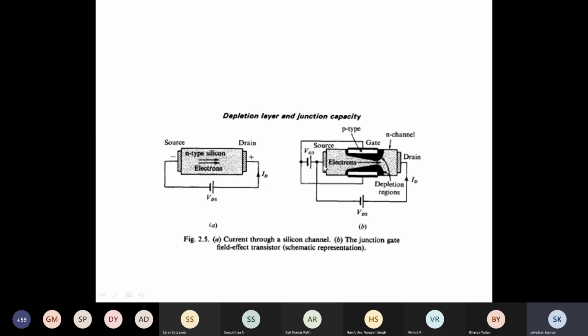when you increase the gate voltage, is it reverse biased or forward biased according to this connection? Forward. See the diagram. Forward or reverse? VGS. Reverse bias. Yes, VGS is reverse biased.